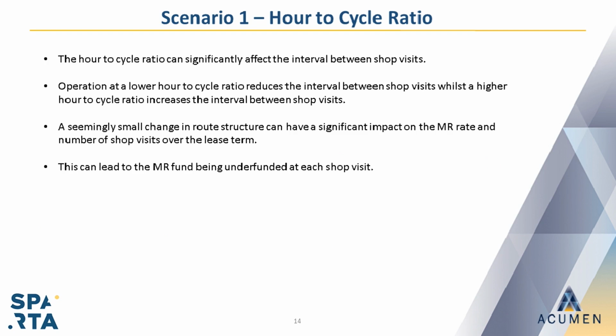To summarise, the hour to cycle ratio can significantly affect the interval between shop visits. Operation at a lower hour to cycle ratio reduces the interval between shop visits, whilst a higher hour to cycle ratio will increase the interval. A seemingly small change in route structure, such as introducing a 1 or a 2 hour flight to the schedule, can reduce the overall average hour to cycle ratio and lead to the reserve funds being underfunded at the time of each qualified event, and an increased number of shop visits over the lease term.